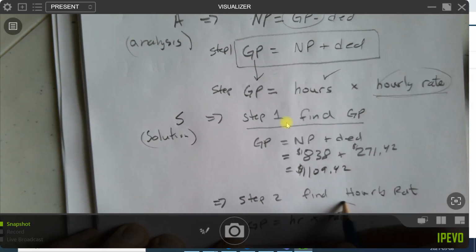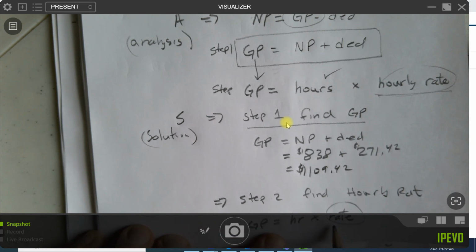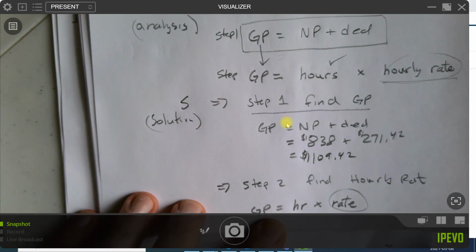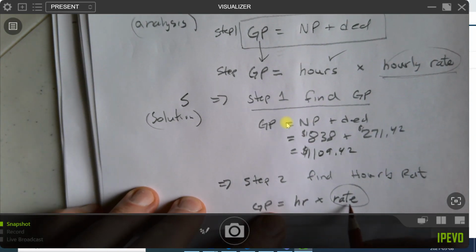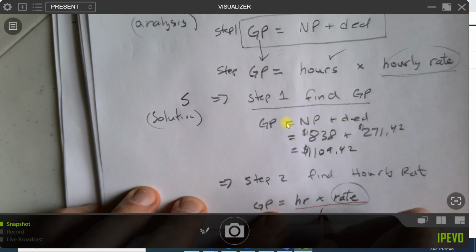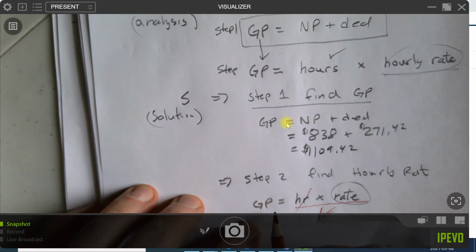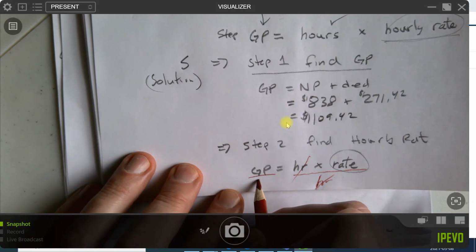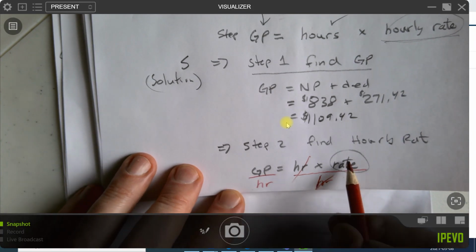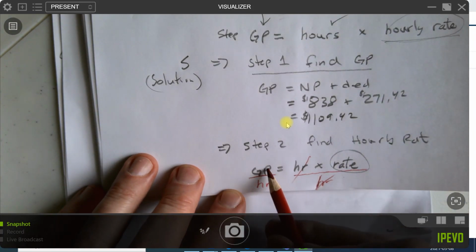And we got to find the rate of pay. So how do I get rate by itself? How do I get rate by itself? Well, I'm going to divide by hours on this side because I want rate by itself. And that's going to cancel out the hours on that side. But remember, whatever I do to that side of the equation, I got to do to this side of the equation. So there I go. I got rate of pay is equal to gross pay divided by hours.